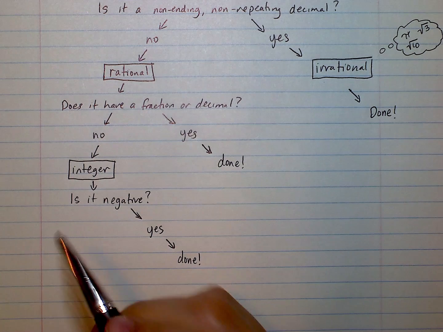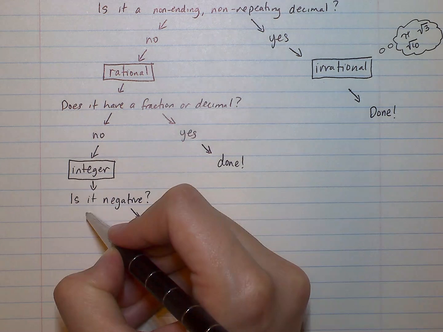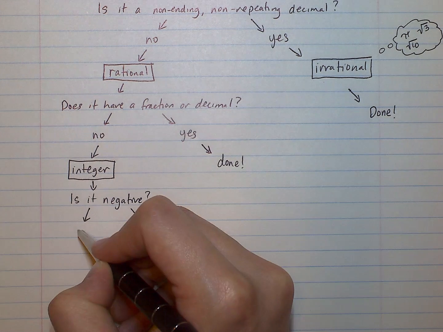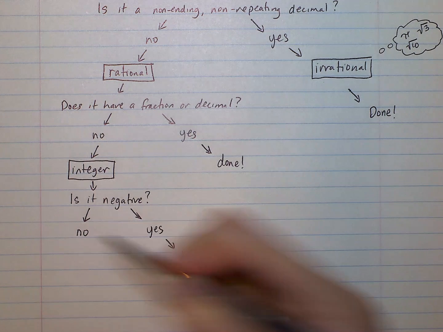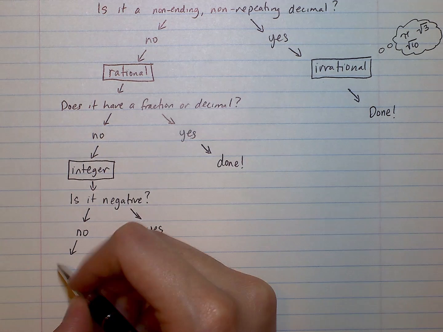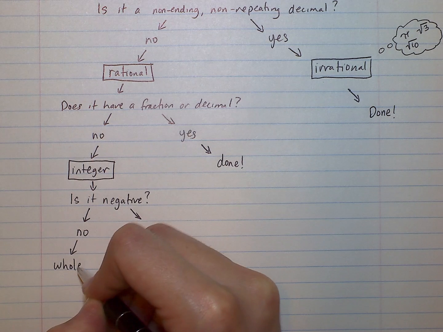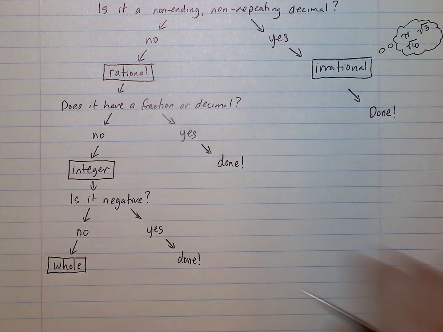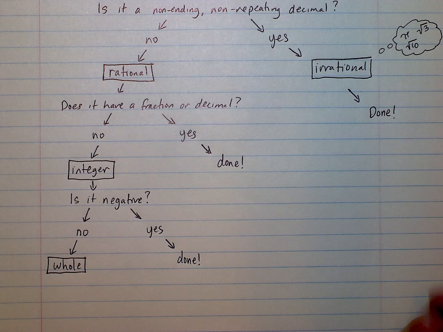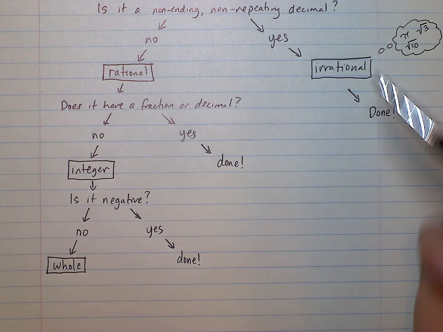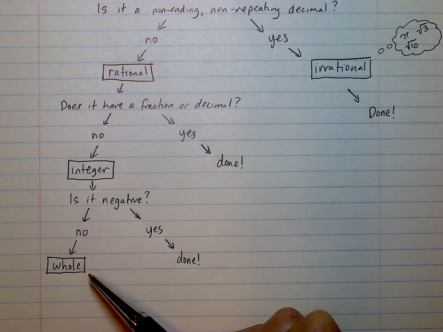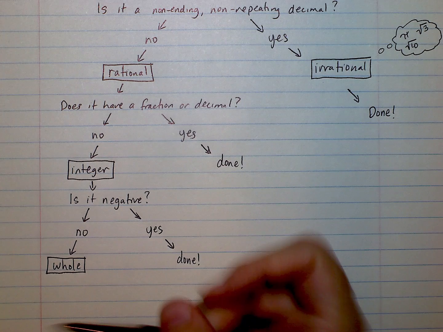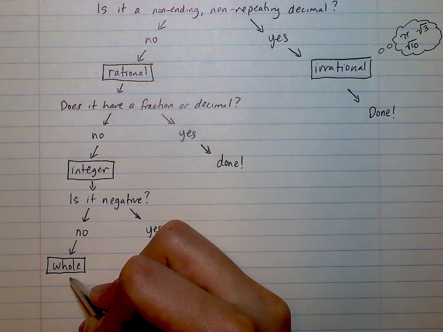Now, if it's not negative, if your answer is not negative, then your number is also a whole number. So let's say you're working with the number 5. So far for the number 5, we know our answer is real, it's rational, it's an integer, and it's a whole number. And we have one more question to ask ourselves.